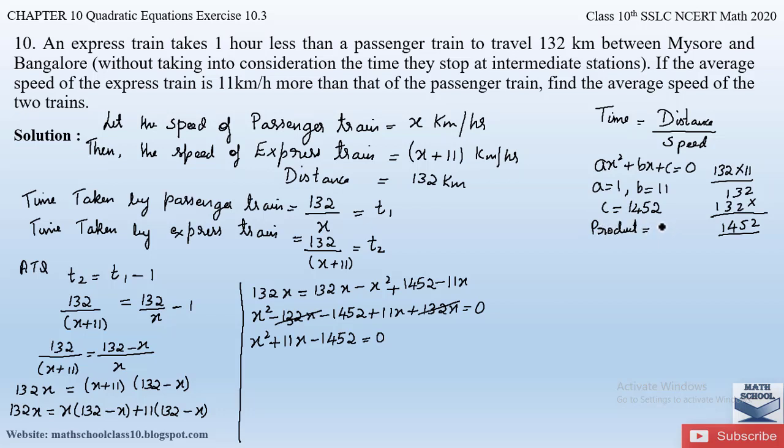Now what will be the product? So product is a into c. So 1 into 1452 will be 1452 only. So since we have minus sign for the constant, we are going to take the difference. If it was plus, you would have taken the sum. So difference is equal to b, that is nothing but 11. Now let us factorize 1452 and find out the factors.